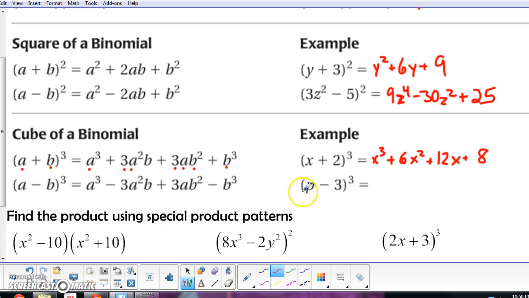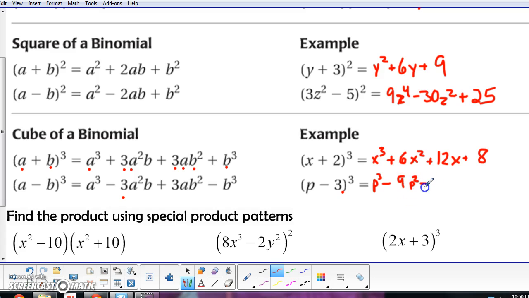Another example with a difference, p minus 3 cubed. The pattern works the same. I start with the cube of the first term, minus 3 times the first term squared, which is p squared, times the second term, which happens to be 3. Don't worry about if the positive or negative. I know that because this is a difference, it will always be minus this next term. So the 3 that's here times the 3 that's here is 9. So how about minus 9p squared?